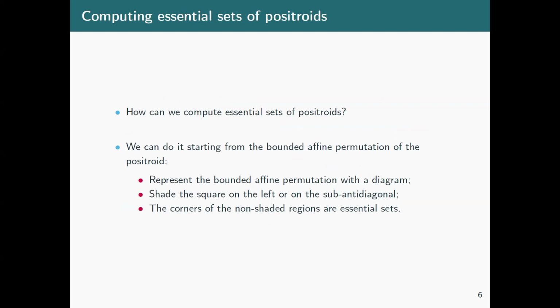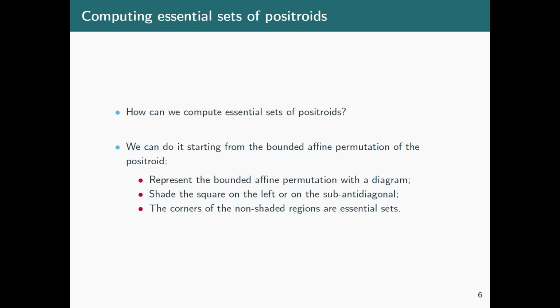Okay, so let's follow the recipe to do this. We start from a bounded affine permutation. We want to represent it as a diagram. You should think of this diagram as the rows label rows, but the numbers in the columns actually label antidiagonals, because we know that the image of i is anyways going to be bigger than i. And now I want to add a dot when in the image of a permutation.